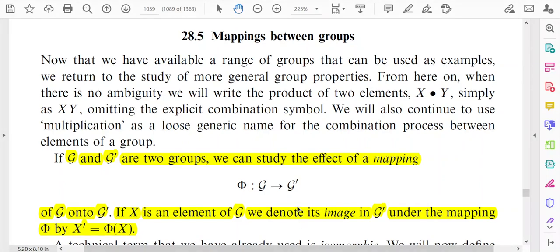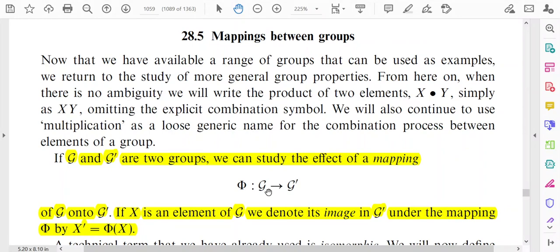In this lecture, I am going to discuss isomorphism and homomorphism, and in the broad sense we will discuss the mapping between groups. The content of the lecture has been taken from the book Mathematical Methods for Physics and Engineering by Riley, Hobson and Bence.